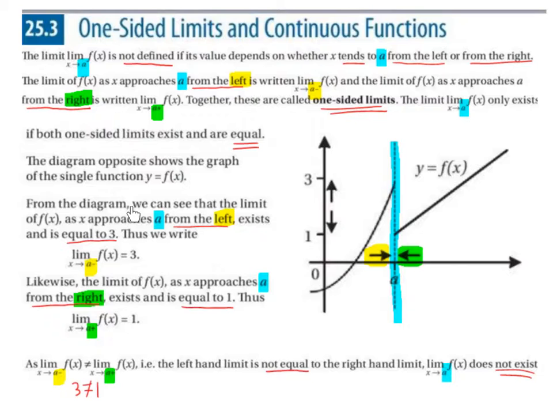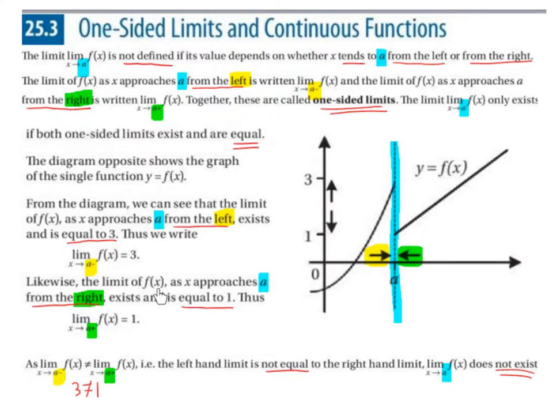From the diagram, we can see that the limit of f(x) as x approaches a from the left exists and is equal to 3. So we can see that if we go to a on the x-axis, we go up until we touch the graph and then across, we get to 3. That's if we're approaching from the left. So this arrow is coming from the left. Thus, we write the limit of f(x) as x approaches a from the left equal to 3.